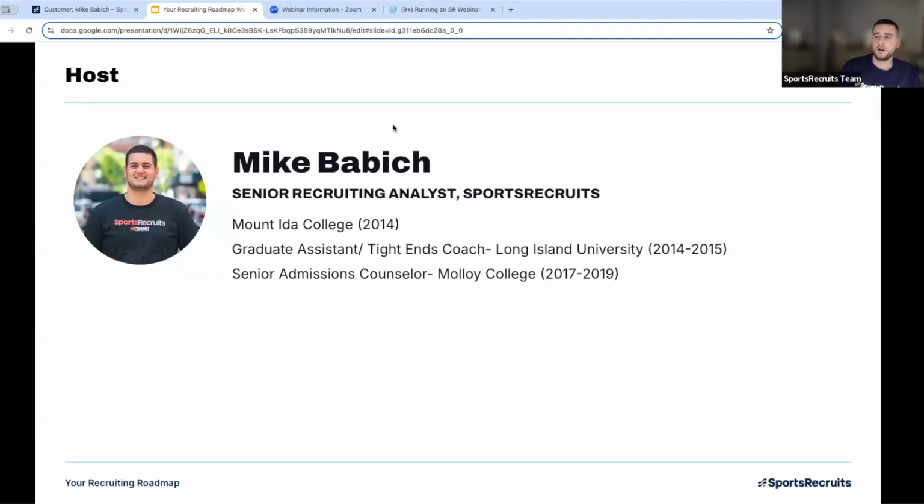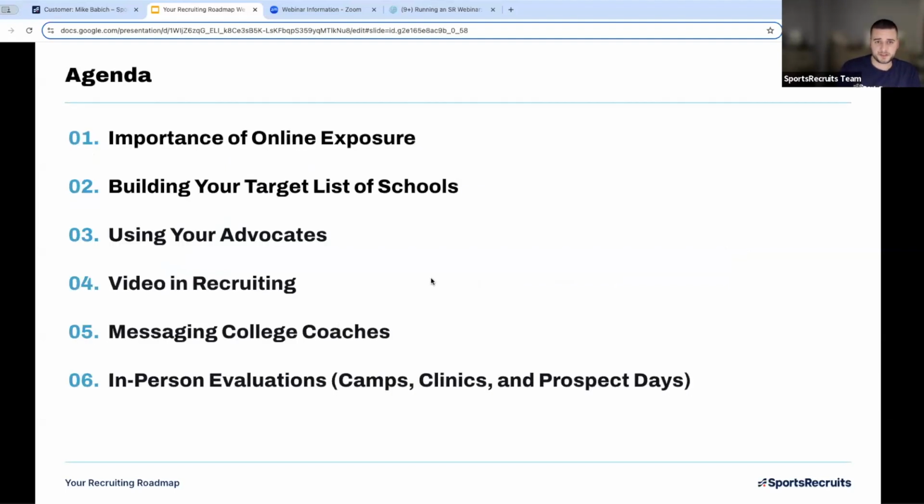But in terms of tonight's presentation, we like to call this the recruiting roadmap because we cover a lot of different topics of the recruiting process as a whole. So we want to give everyone a general idea of the importance of online exposure, having access to a Sports Recruits profile like this and how it can benefit your process. One of the main pieces is to build a target list of schools, so you have a general idea of the types of programs you have a direct interest in and what are going to be some of the more important parameters for you when you are finding different programs that make sense.